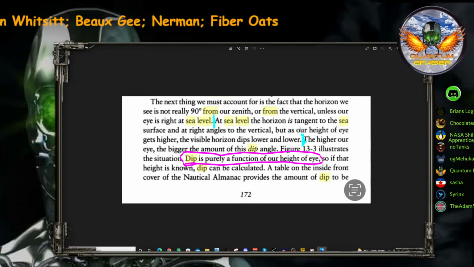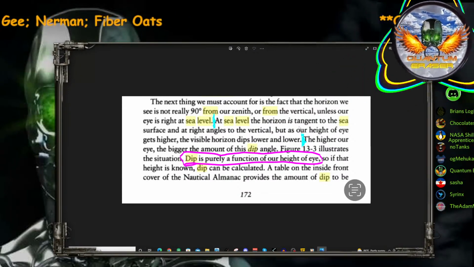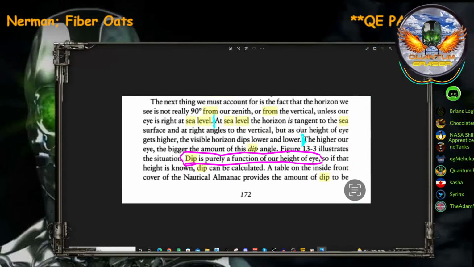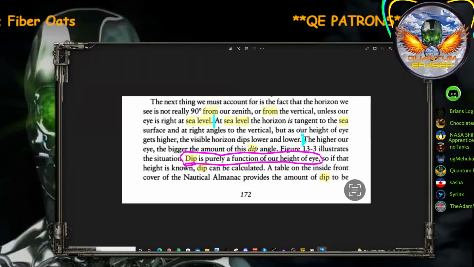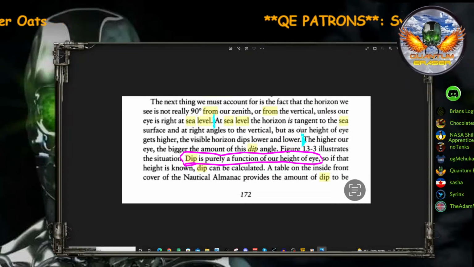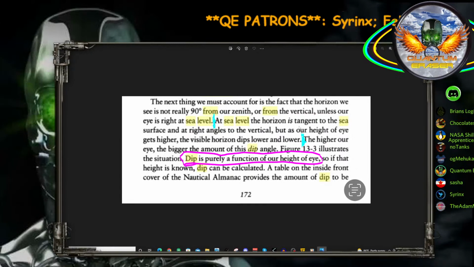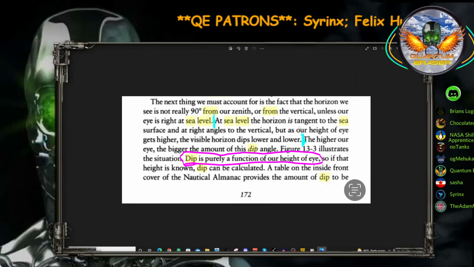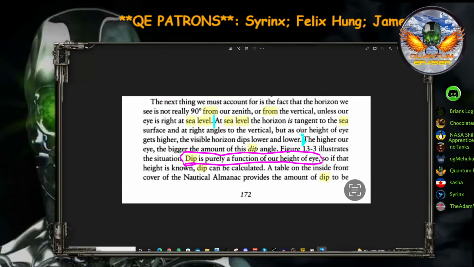The horizon is tangent to the sea surface. This is insane. At sea level, the horizon is tangent to the sea surface. That makes no sense. It's nonsensical. He obviously doesn't know what a tangent is. This is nonsensical, but it's a belly laugher right here.